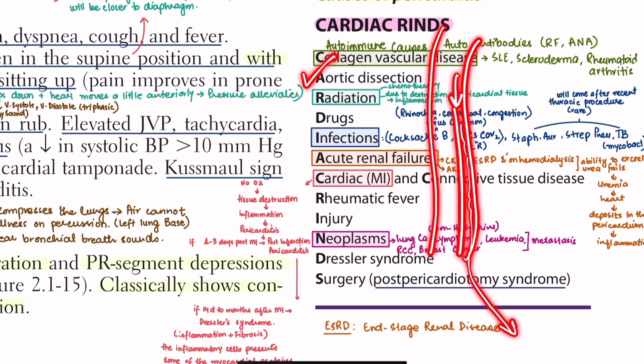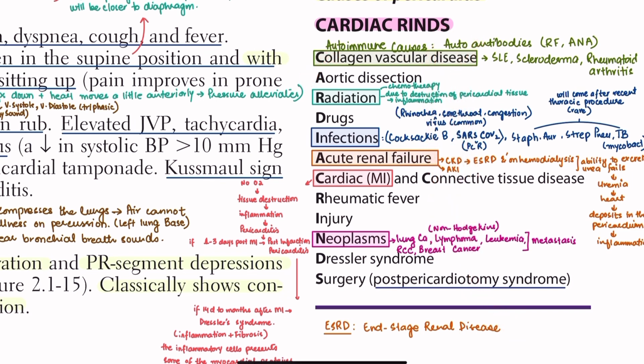That is why aortic dissection is one of the causes of pericarditis. Radiation can also result in pericarditis. The reason behind that is that if you're having chemotherapy for any reason, for any carcinoma, that will destroy your pericardial tissue, and that destruction will result in inflammation. And inflammation is the reason behind pericarditis.